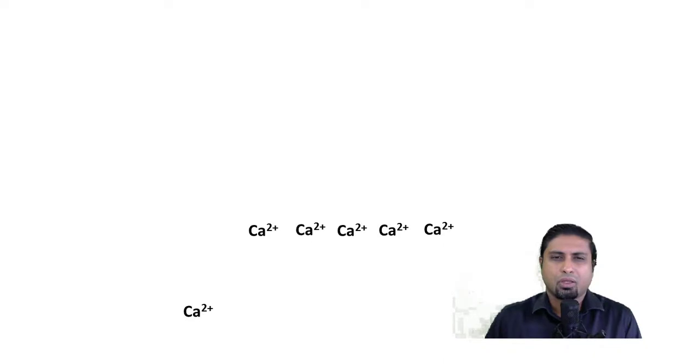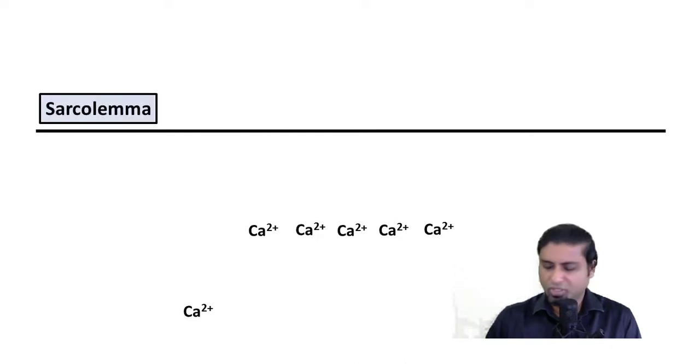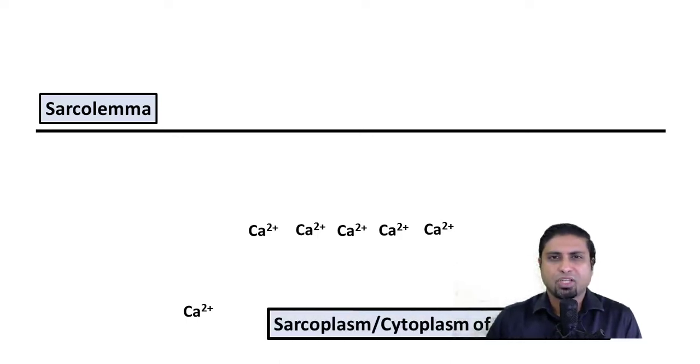Now let us assume that this is the cell membrane of a cardiac myocyte. The cell membrane of a cardiac myocyte is also called the sarcolemma. So there's the sarcolemma, and that would be the sarcoplasm, or the cytoplasm of the myocyte. And as you can see, the cytoplasm of the myocyte is rich with calcium.